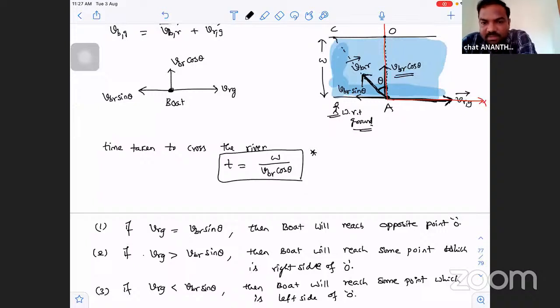W stands for the width of the river. The time formula is the same, W by VBR cos theta. But in every case theta is not the same. If theta were the same, why would three cases come? To get three cases, either theta or VBR must change. Only then do you get the three cases: equal, less, and more.